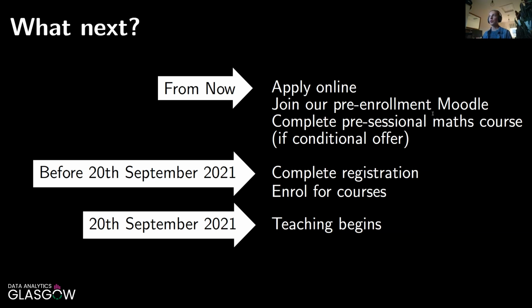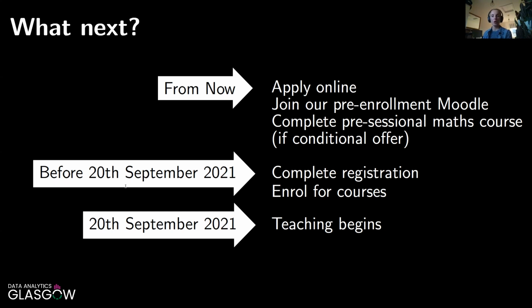But this pre-enrolment Moodle page is useful for everyone. So even if you have an unconditional offer, there's lots and lots of useful information there. Most importantly, our programme handbook, which has, we hope, every piece of information we think that you'll need for the whole programme. And we also have some frequently asked questions and an expectations document as well, so that you can get an idea of what we would expect from you and what you can expect from us. So that's what you can do between now and the courses beginning.